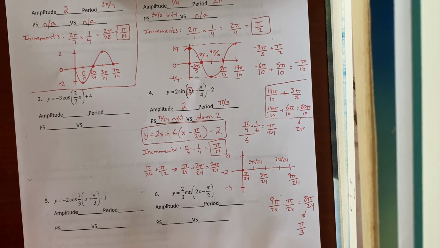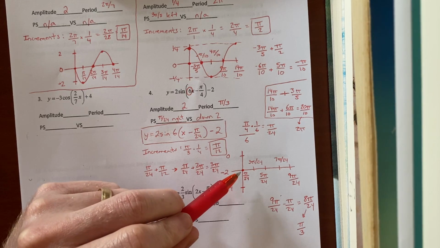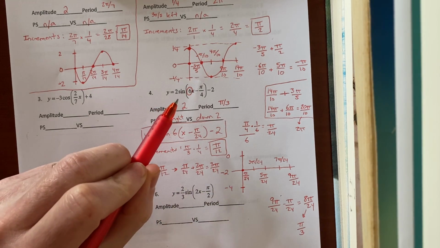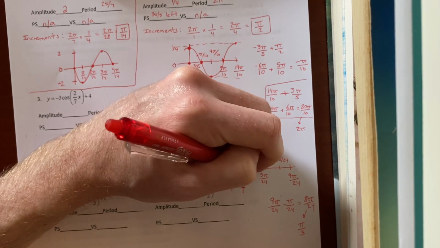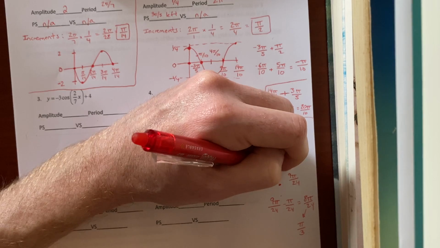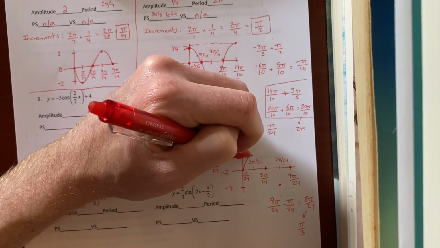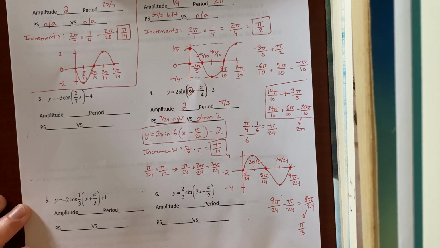All right, last part, just got to plot all my points. I have a sine function. Sine starts at the midline, and it's a positive, right? It is not reflected, so I go up first, back down to the midline, all the way back down to the bottom, back up to the midline, and then I draw my nice curve in, and I am done.